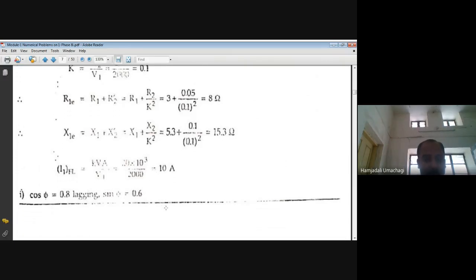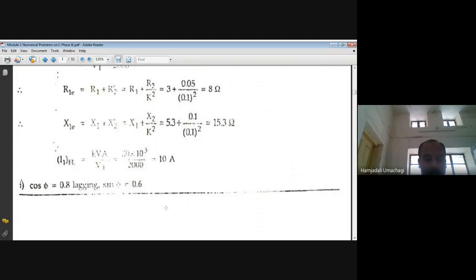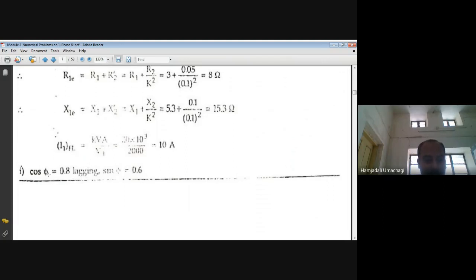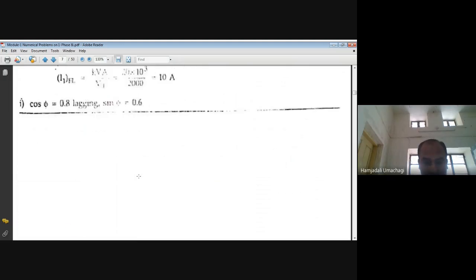Now, we need to calculate voltage regulation for different power factor conditions. So the first given power factor condition is cos phi is 0.8 lagging. If cos phi is 0.8, then the corresponding sin phi will be 0.6. How can this be obtained? We should take the sine of cos inverse of 0.8, which will be 0.6.